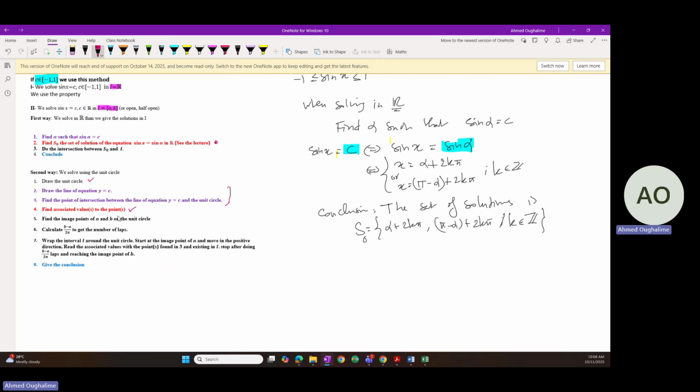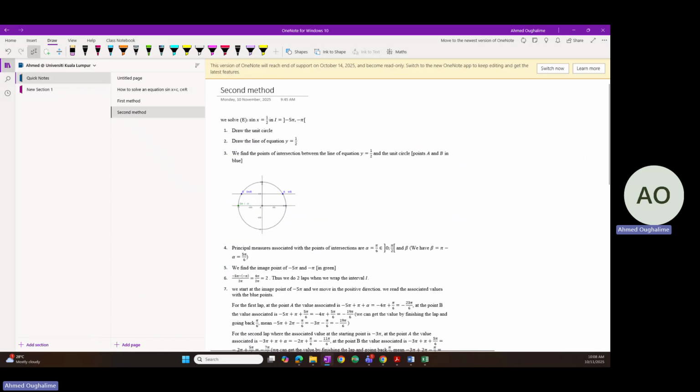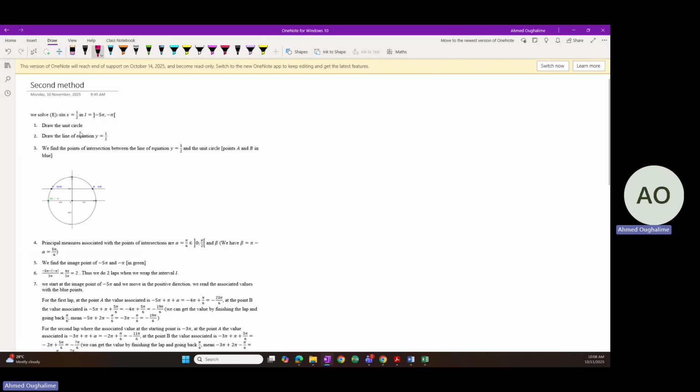Then to do the intersection, step 3 here, instead of doing it algebraically, we are going to make use of the unit circle to find all the possible values straightforwardly. And of course, at the end, we should give our final conclusion as well. So for the same example here, this is how it's done. I'll do the steps here one by one.